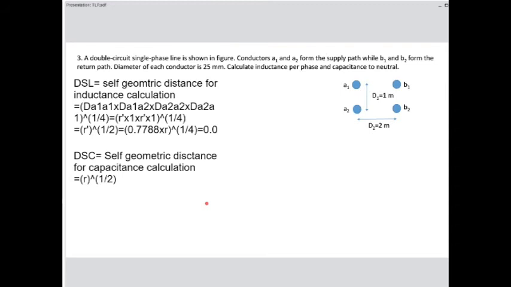What will be the value? Simple and easy. You see, if I have DSL, the self geometric distance for inductance calculation, which is always R prime related, and when I want to do the same calculation, self geometric distance for capacitance calculation, it will be R only, not R prime. It's straight. The same formula that we derived will go there and will remain as everything same. Only the R prime will go off. R to the power 0.5 becomes your 0.112. Two more answers very quickly. 3 seconds to go.